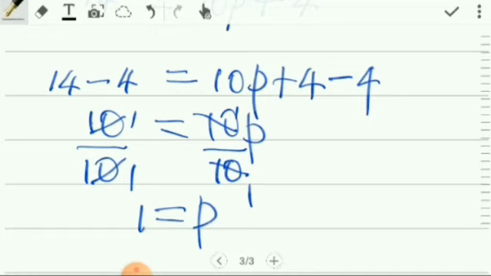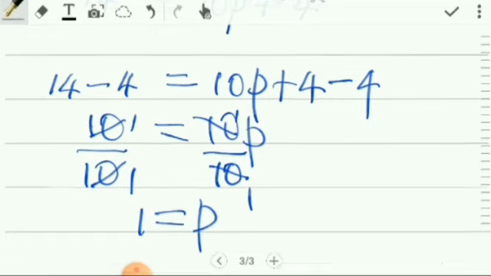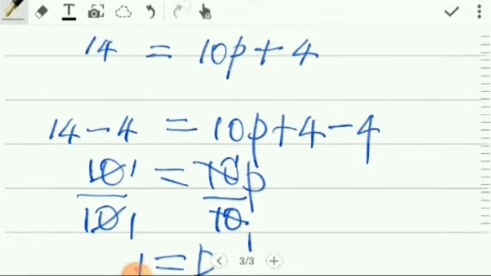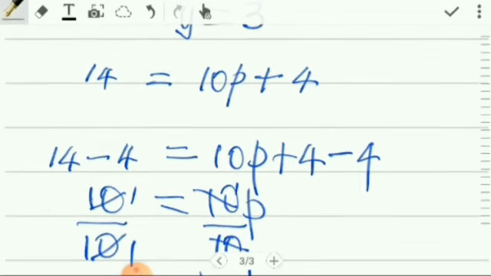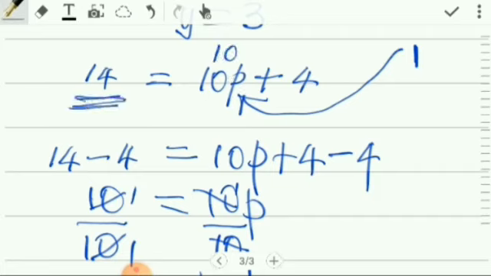What does that mean? Well, let's check back what we had up front. It simply means that if I plug 1 here, where p is, then 10 times 1 is 10. 10 plus 4 is 14. So it means my solution is correct.